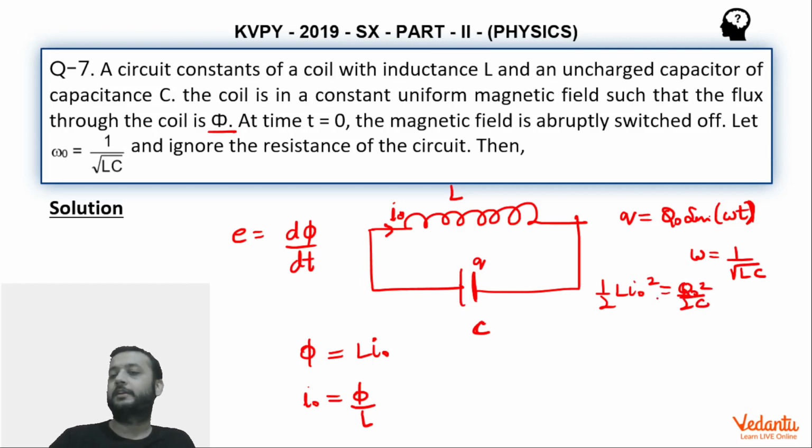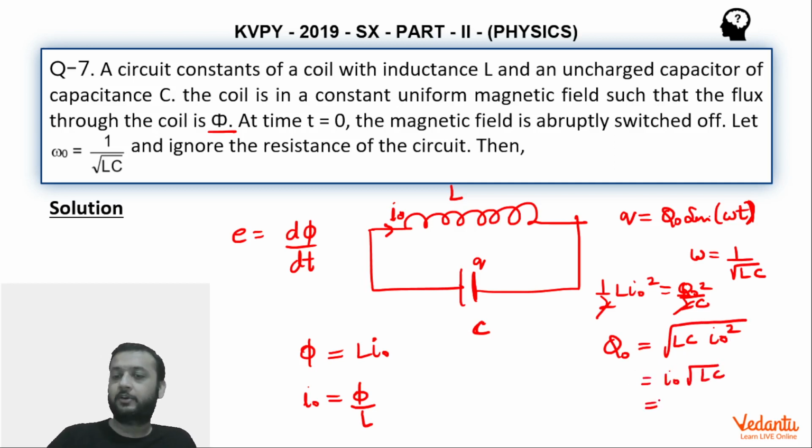So from here you can see that we can find the value of Q naught. The 2 and 2 will cancel out, so on putting the value of Q naught here, we will get the value of Q. Correct. So what is the value of Q naught coming out to be? It is root of LC i naught square, under root. So this becomes i naught into under root of LC, and what is the value of i naught? 5/L. So this becomes 5.